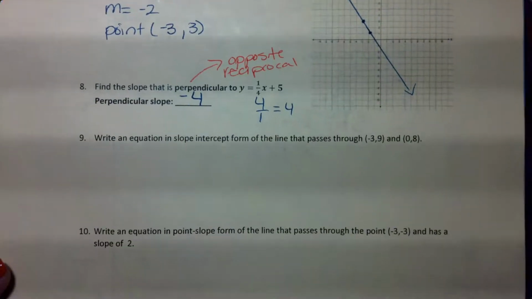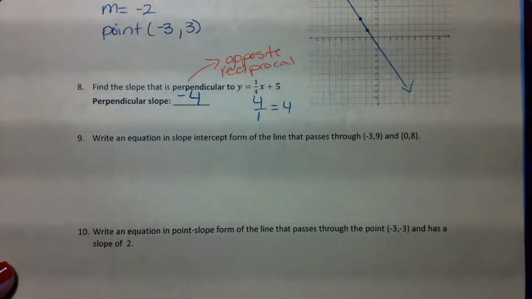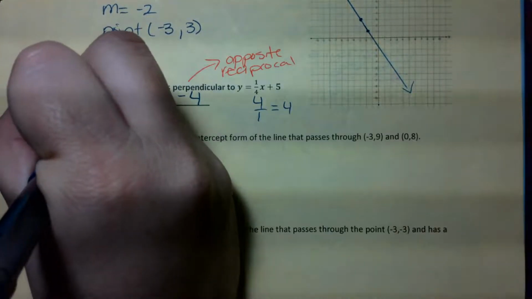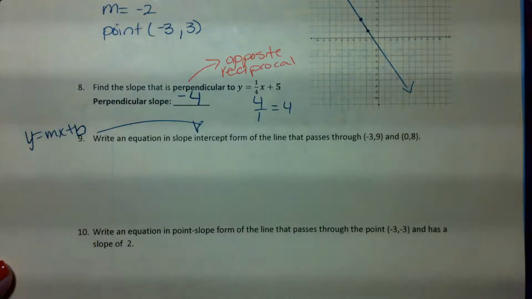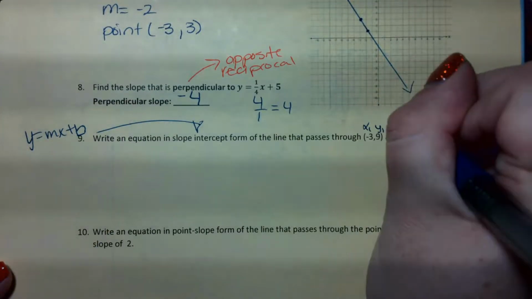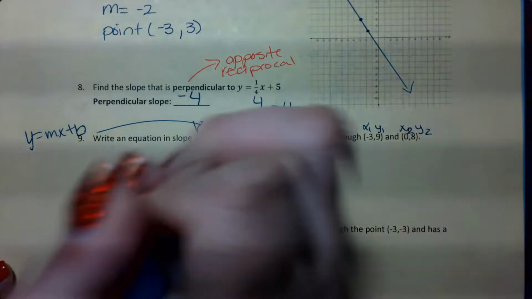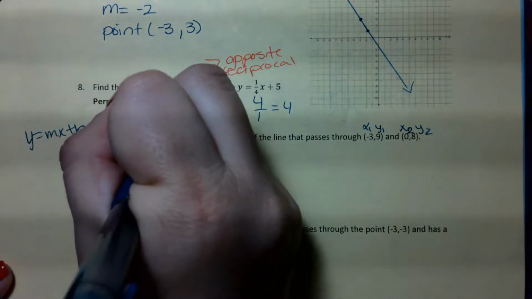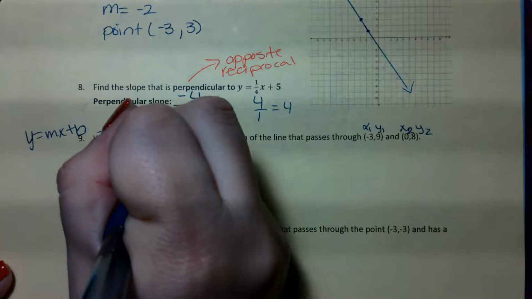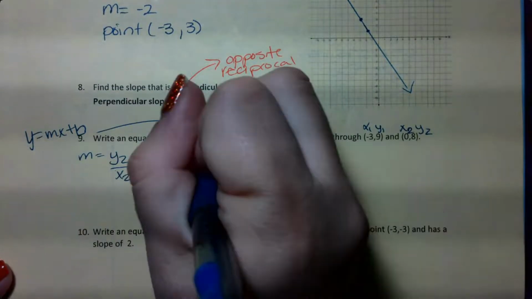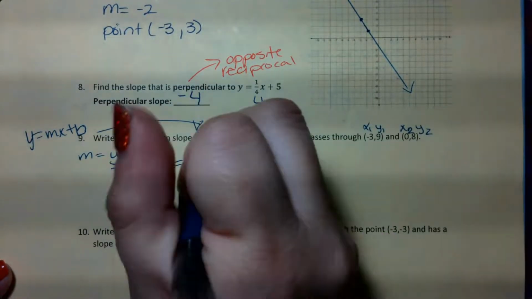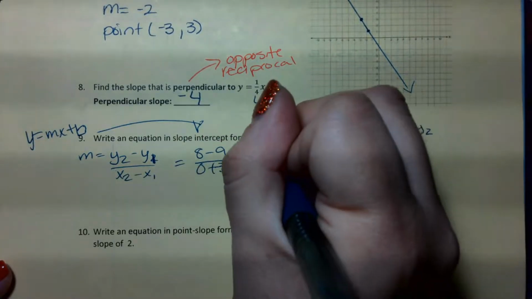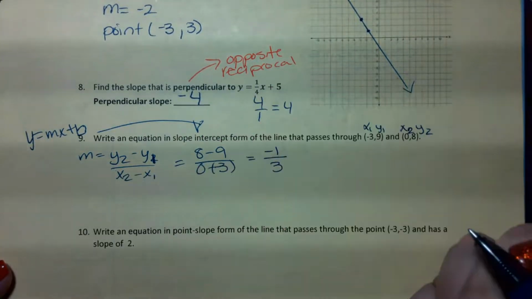Number 9 wants me to write an equation in slope-intercept form. So that one is y equals mx plus b. Of the line that passes through these 2 points, which I'm going to label x1, y1, x2, y2. I need to use my slope formula here, which remember is m equals y2 minus y1 over x2 minus x1. So plugging in, that is going to give me 8 minus 9 over 0 minus negative 3. That is going to be negative 1 on top, positive 3 on the bottom.